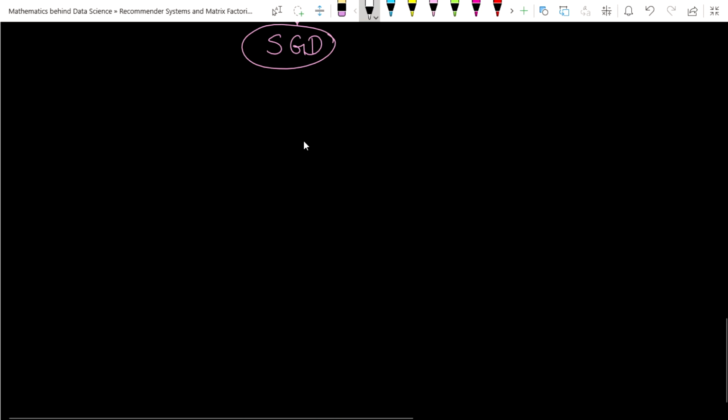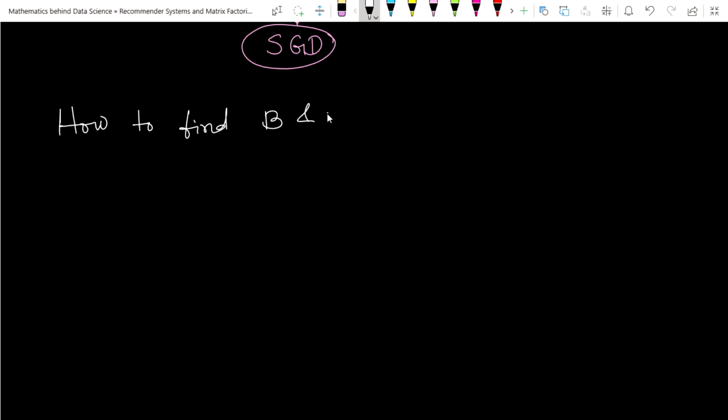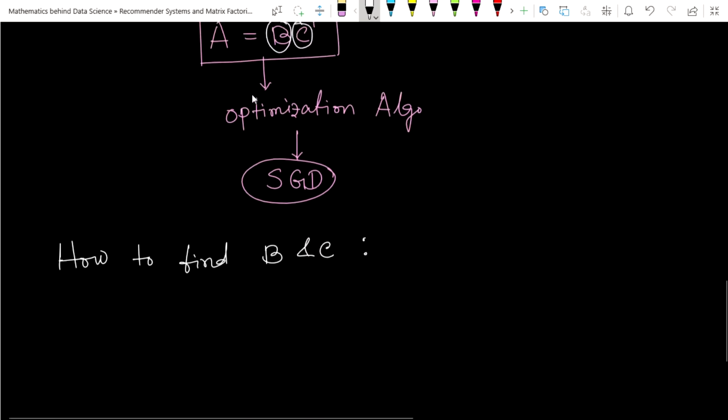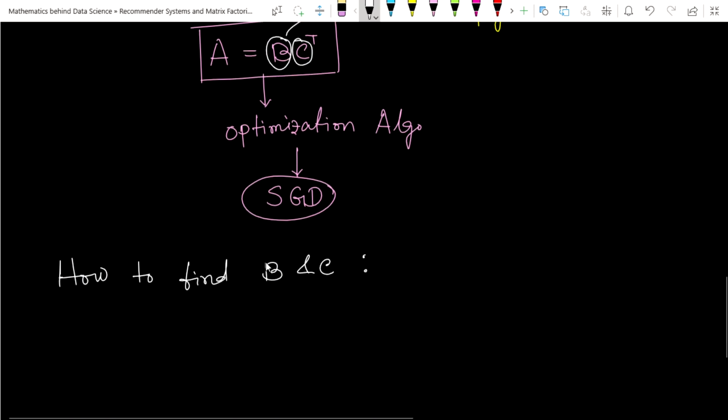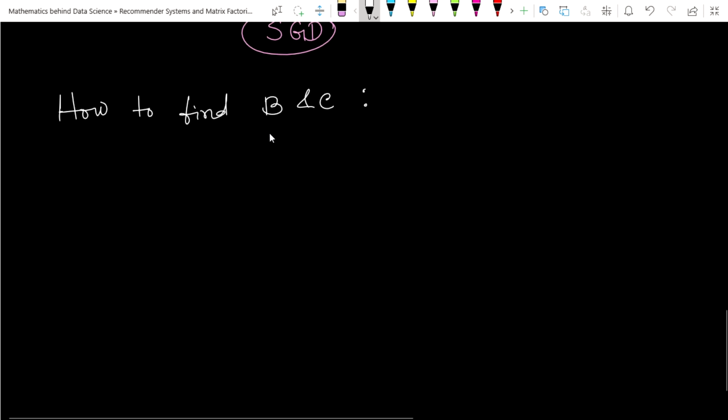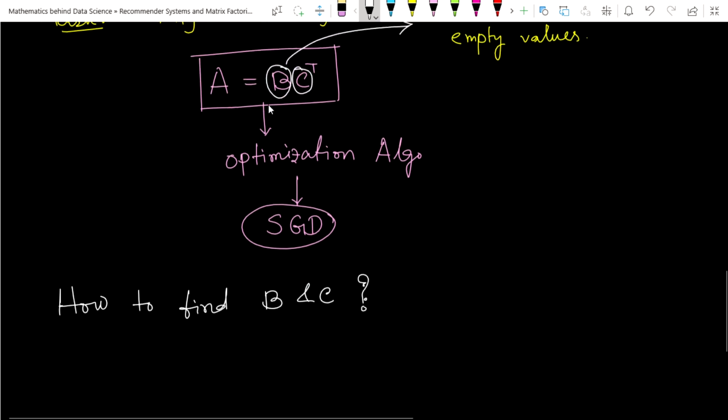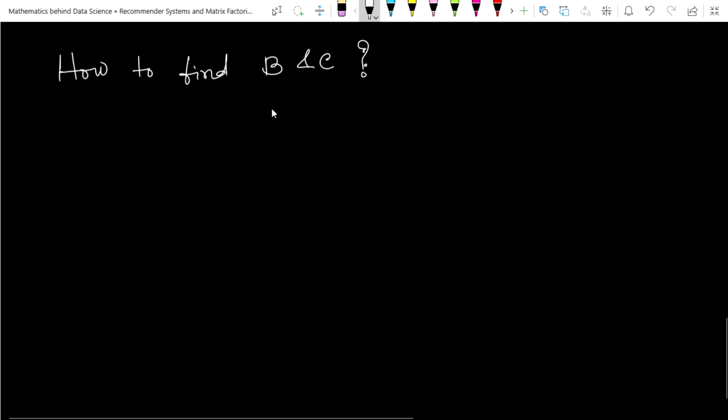So now let's see how to formulate the objective function. The task is how to find B and C. If we find B and C, then we can easily do the matrix factorization of matrix A. We apply the simple matrix factorization concept here, and this constraint we will apply to find it.